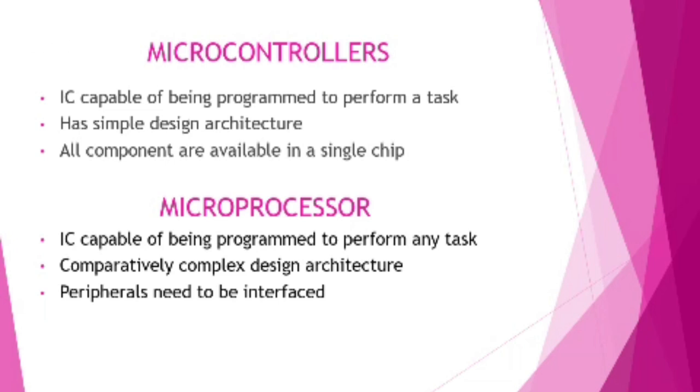Comparison of microprocessors and microcontrollers. A microcontroller is an IC capable of being programmed to perform a task, and has a simple design architecture. All components are available in a single chip. A microprocessor is an IC capable of being programmed to perform any task, has a comparatively complex design architecture, and peripherals need to be interfaced.